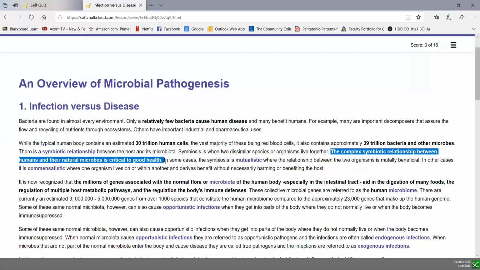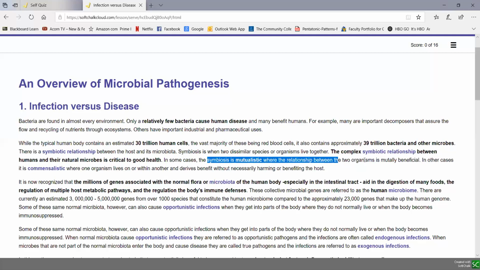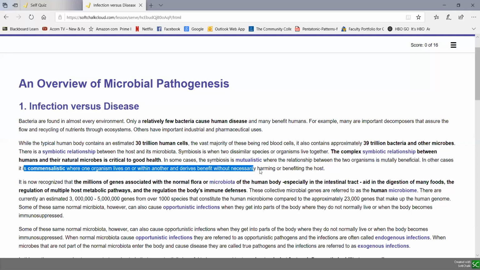And again, we talked about that when we talked about some of the benefits of bacteria in our very first lecture of the course. Now, symbiosis can either be mutualistic or commensalistic. When the symbiosis is mutualistic, that's where the relationship between two organisms is mutually beneficial. Both organisms are benefiting from living together. If it's a commensalistic relationship, that's where one organism lives on or within another and derives benefit without necessarily harming or benefiting the host. So our microbiota have both mutualistic and commensalistic relationships with our body as symbiosis.